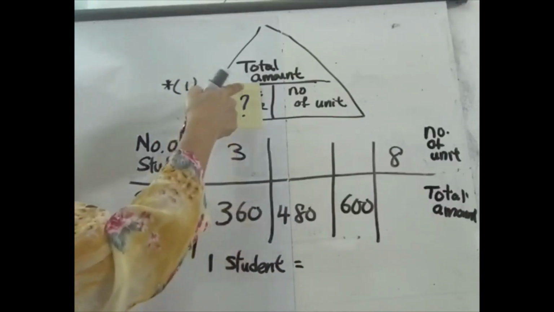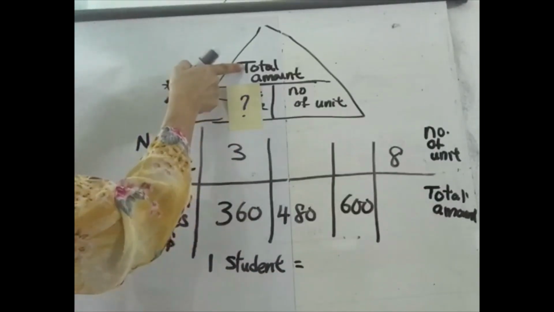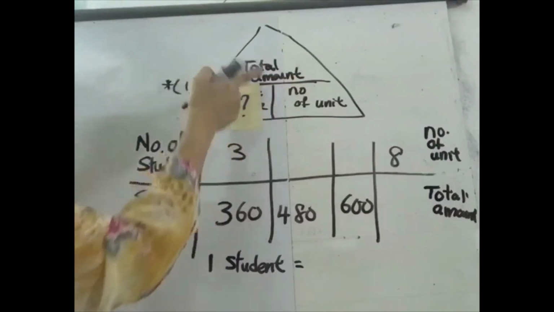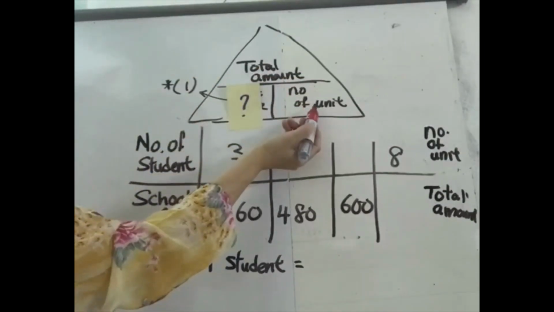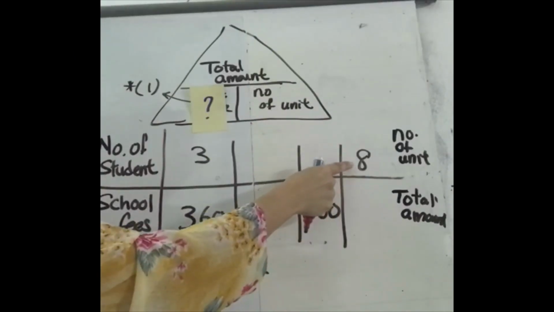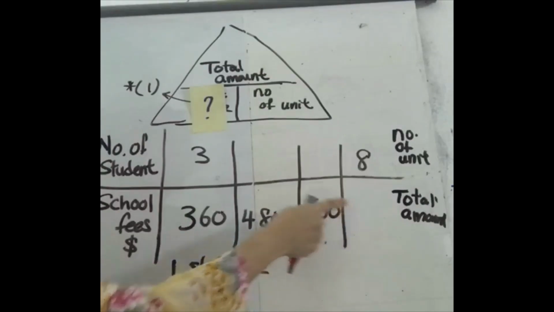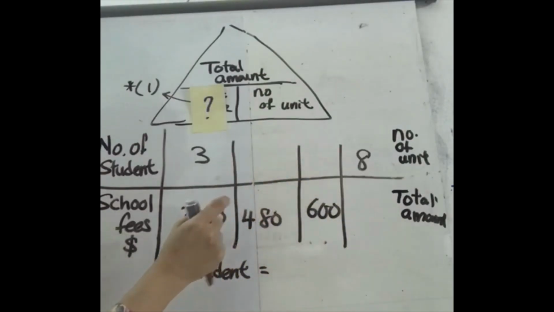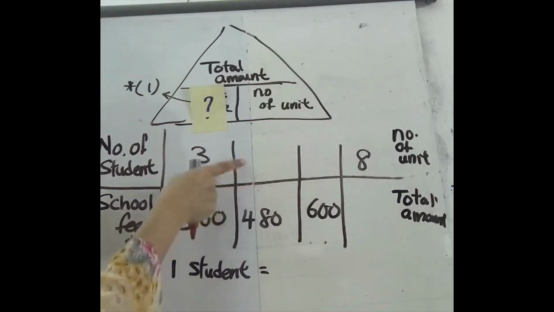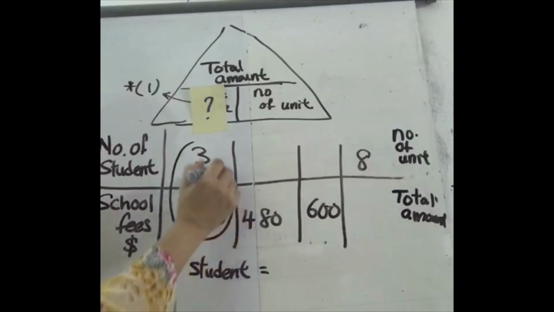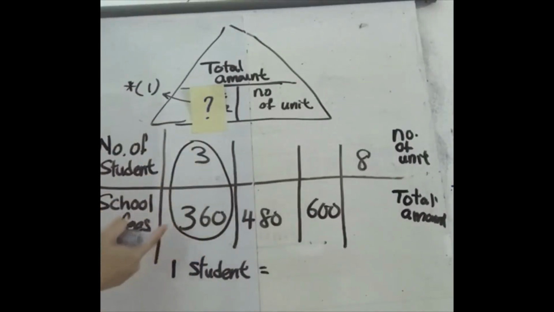Okay, how to find 1 student? Now, the formula says you take the total number divided by, this is division, the total number divided by number of unit. Now, we take this 8, but we don't have the total. We can't. Can we take this? We don't know the number, so we can't take this. Can we take this? We can't. We don't know the number. So we have no choice. The only choice we are given is this. This is a complete one.